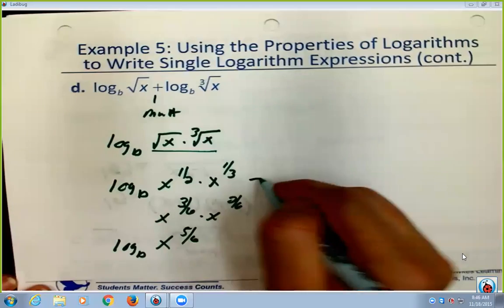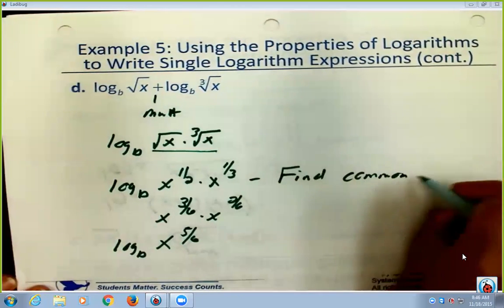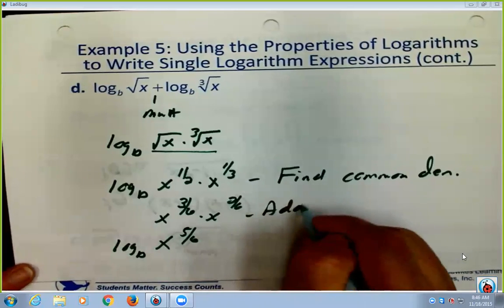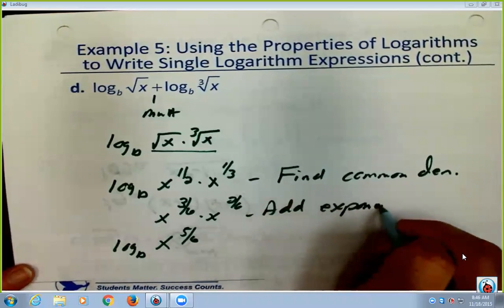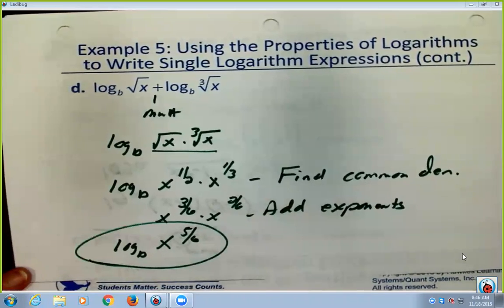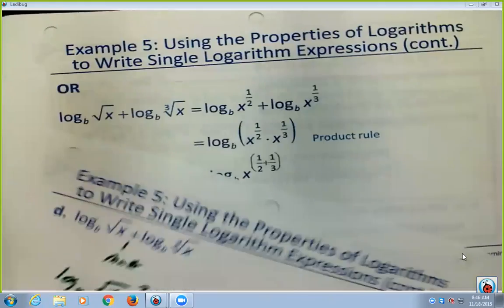And this was find common denominators. This was add exponents. And you end up with that for your final answer. Okay? All right, what do you think? Okay.